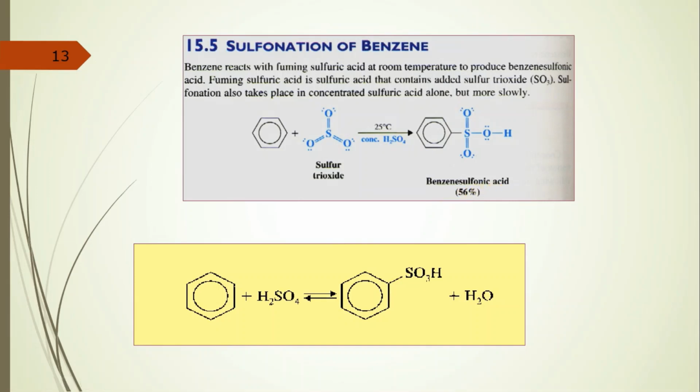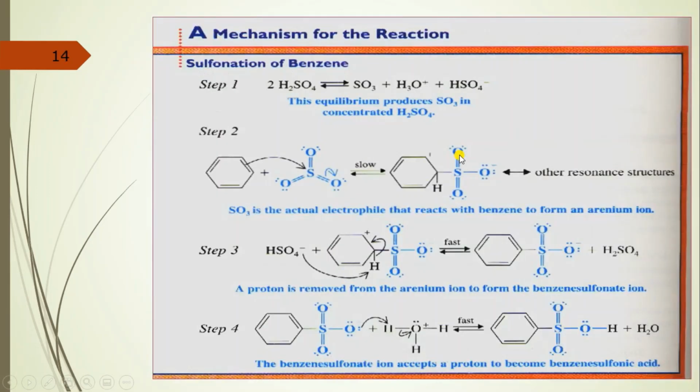But I am asking about the mechanism. What is the mechanism for this reaction? Two molecules of sulfuric acid react together. They produce SO3, and they also produce H3O positive as well as HSO4 negative. So these are the things which are in equilibrium.